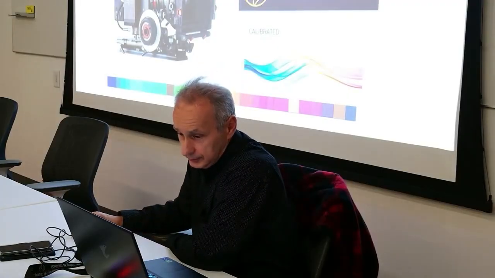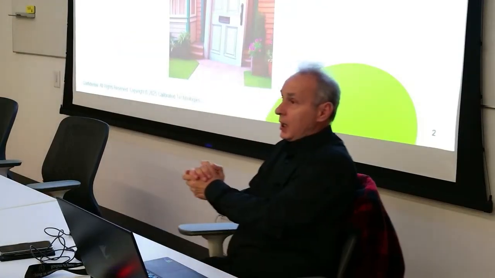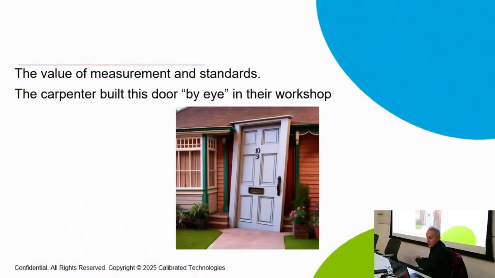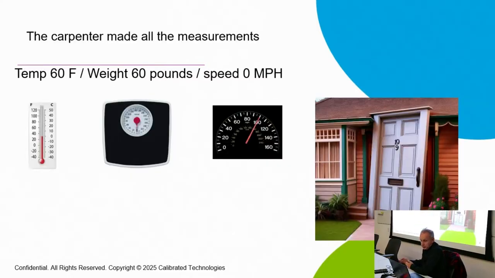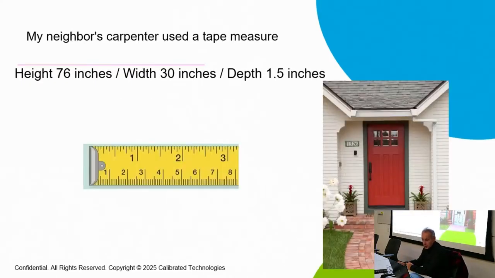Okay, so I had a new door put in, right? And I had a carpenter who did it by eye. They said they had a great eye, right? And they took measurements. Yep, they had all the measurements there. They gave me all those measurements, and that's the door I ended up with, okay? Now, I had a neighbor, and their carpenter turned around and measured things, right? So I'm being a little bit funny here, but the reality is that's the problem.